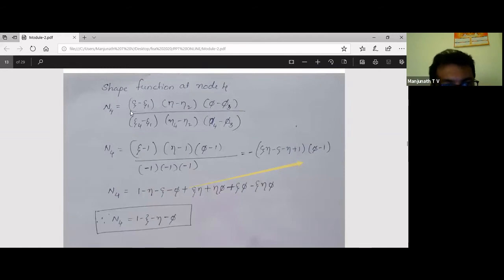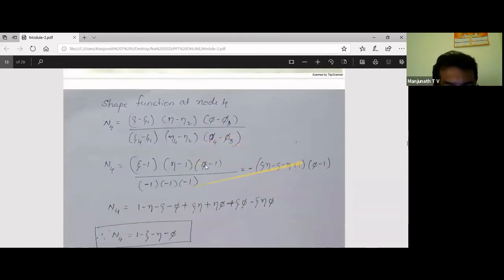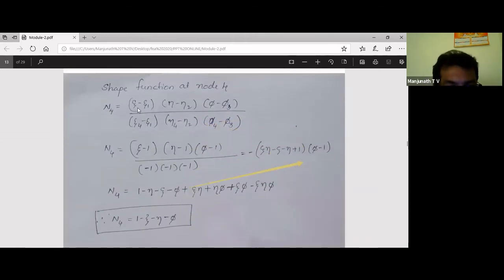Similarly, consider node number 4. Node number 4 is interconnected to node number 1, node number 2, and node number 3, so all three values we need to consider, and the equation becomes like this. For node number 1, the term is zeta minus zeta 1 divided by zeta 4 minus zeta 1. For node number 2 in the neta direction, it becomes neta minus neta 2 divided by neta 4 minus neta 2. In the direction of psi, it becomes psi minus psi 3 divided by psi 4 minus psi 3. This is the overall equation for node number 4.